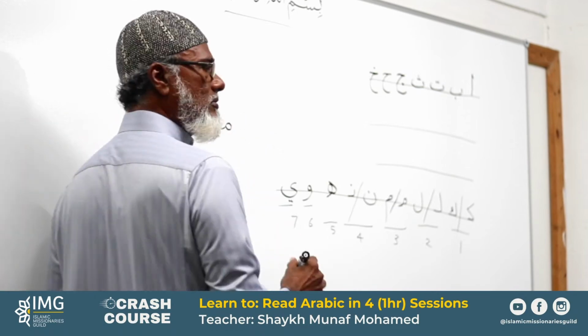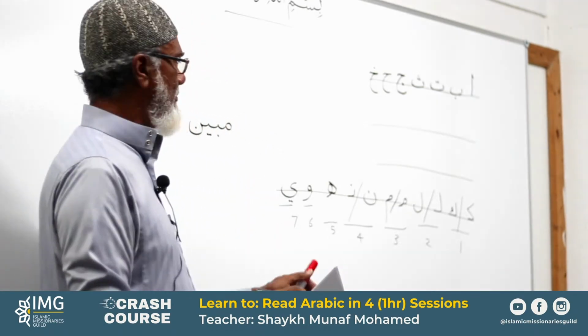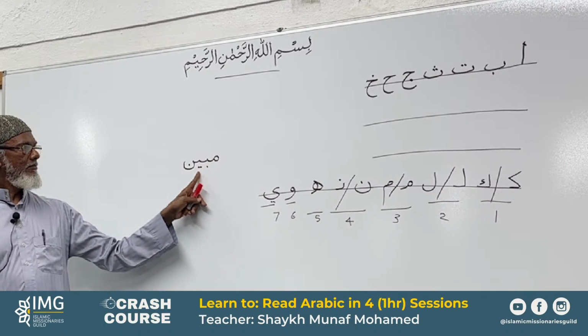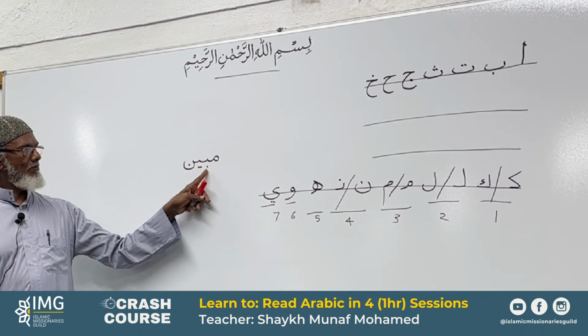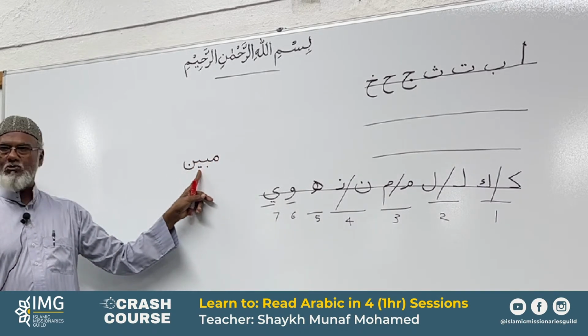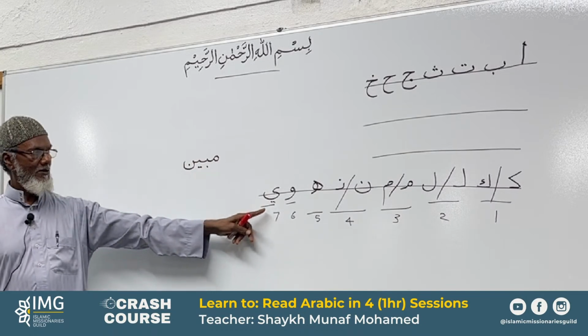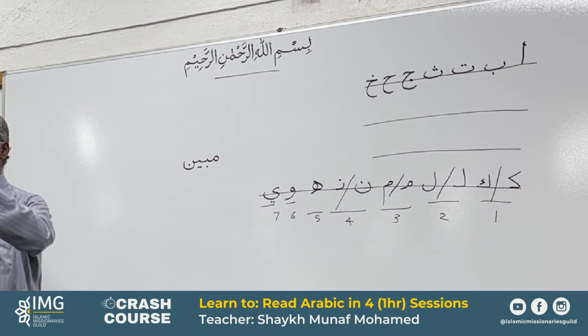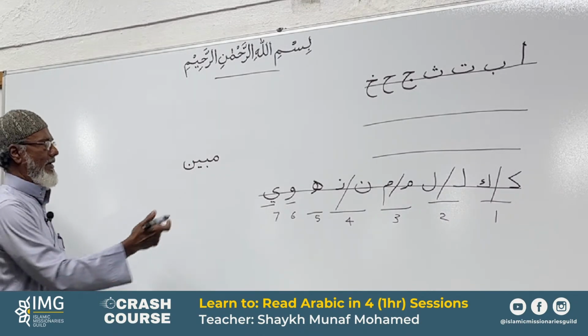I want you to call out the letters for me. Look on the board. Call the letters out for me. Mim. All right, so you notice the ba is the only letter in the alphabet that has one dot below, and the one that has two dots below is the ya. All right, so these are simple tips for you to help you to remember the names of the letters and so on.